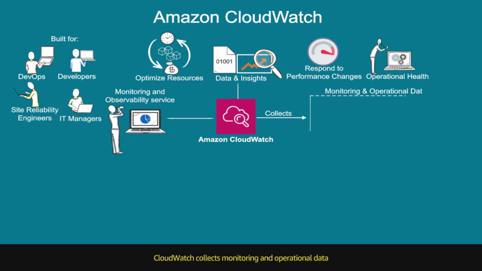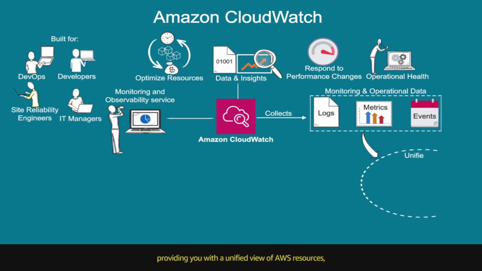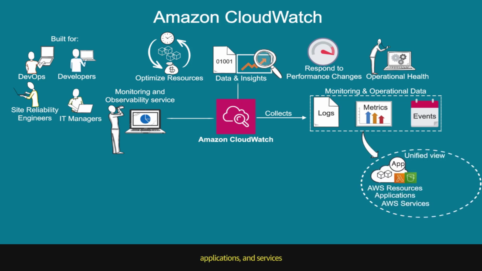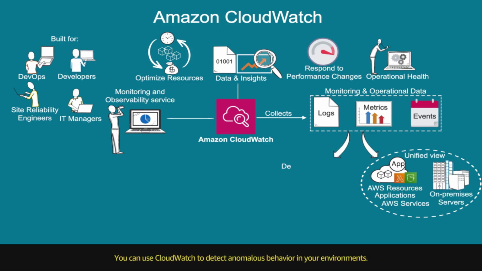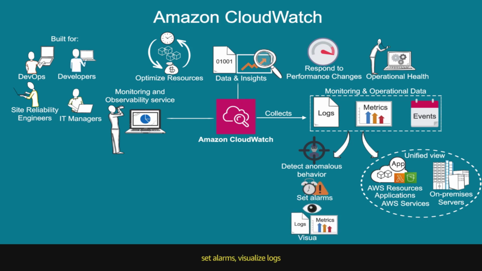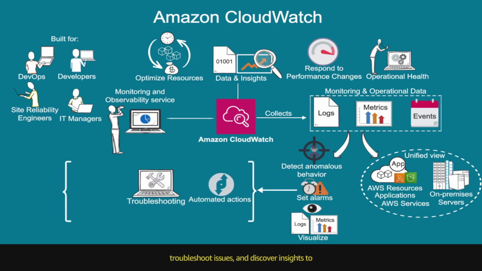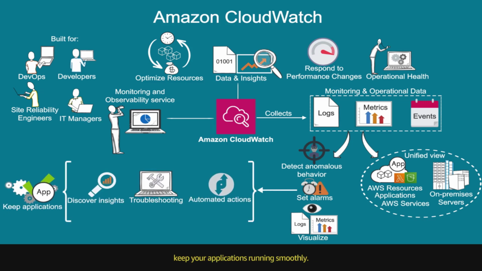CloudWatch collects monitoring and operational data in the form of logs, metrics, and events, providing you with a unified view of AWS resources, applications, and services that run on AWS and on-premises servers. You can use CloudWatch to detect anomalous behavior in your environments, set alarms, visualize logs and metrics side by side, take automated actions, troubleshoot issues, and discover insights to keep your applications running smoothly.